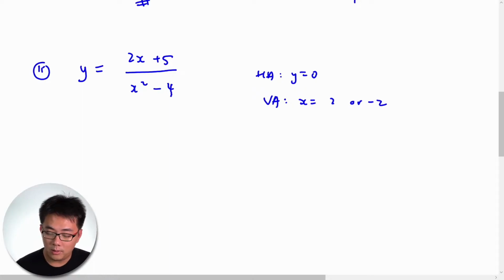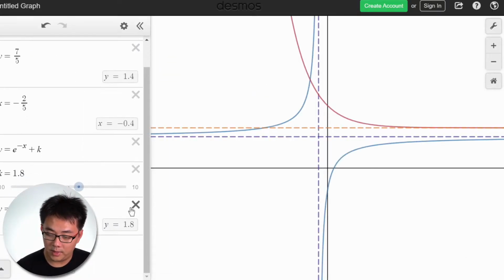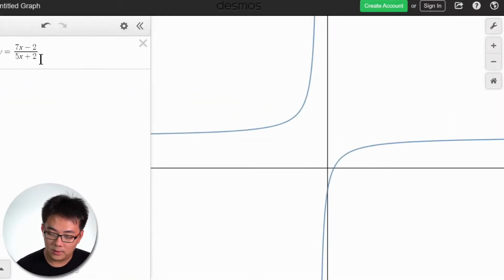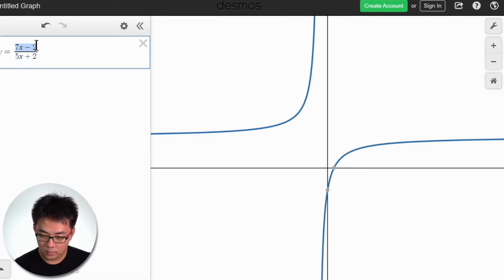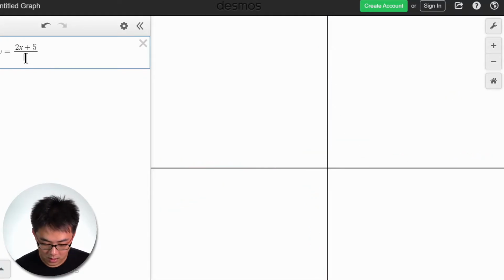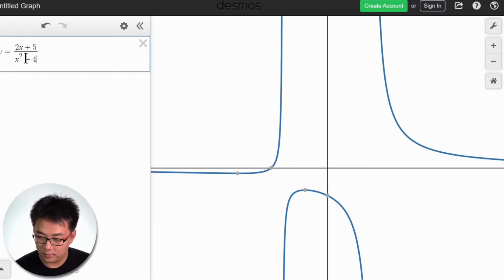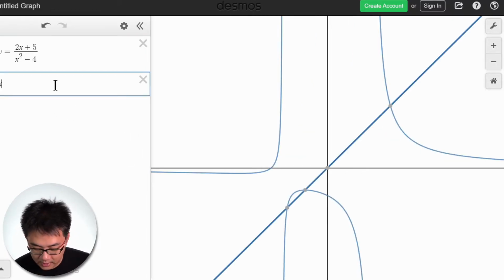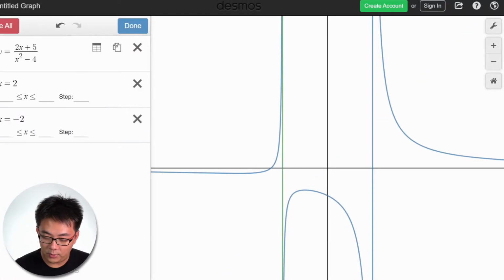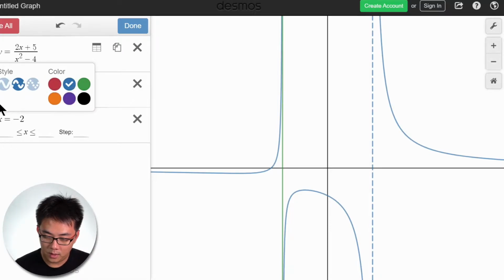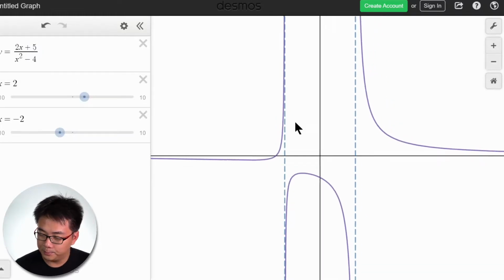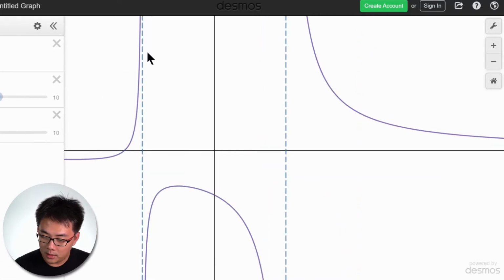So what I'm going to do is use your GC, but in my case I'm just going to use my favorite Desmos graph. So this will be 2x plus 5 on top, and below will be x squared minus 4. Basically x equals 2, x equals -2. The reason why I'm doing this is because I like Desmos, but you can just key into your GC and you should be able to get it. So this is what you get.